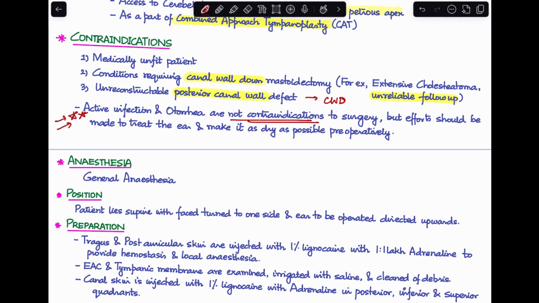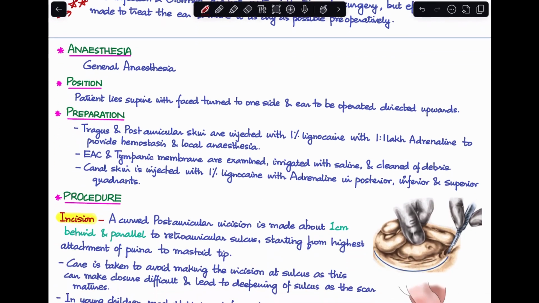Now, let's move on to discussing the different steps of surgery. Before we discuss the steps, the first thing to know is that we prefer using general anesthesia for these patients. Next, coming to the position, the patient usually lies supine with their face turned to one side. Say you're performing surgery of the right ear, the face is turned towards the left side, and the right ear, the ear which is to be operated, is directed upwards, facing towards you. That is the position of the patient.